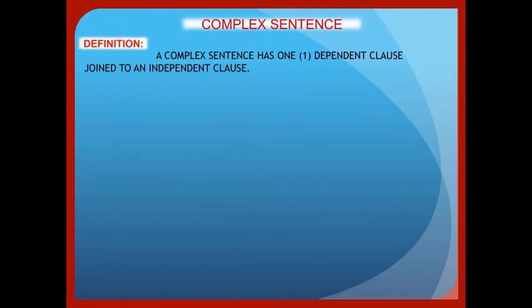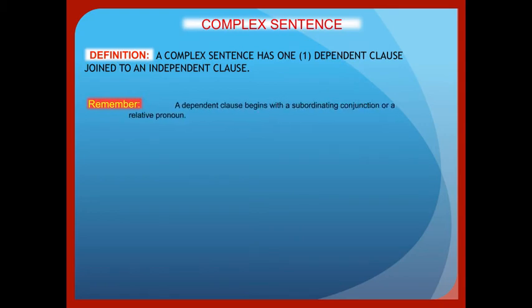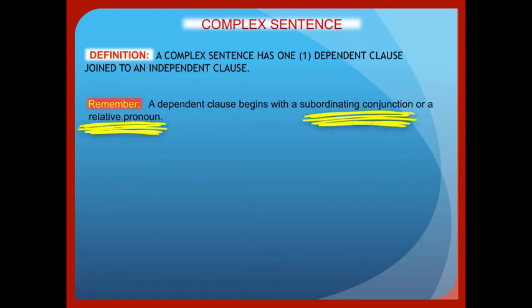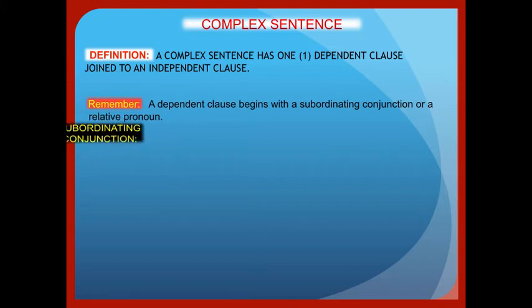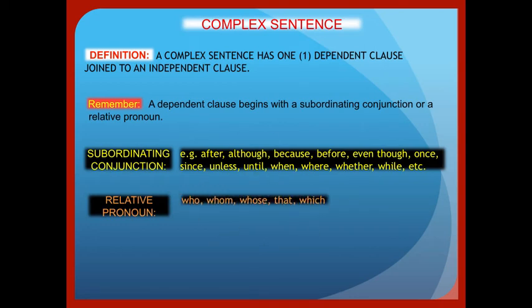The next sentence type is a complex sentence. A complex sentence has one dependent clause joined to an independent clause. Remember that a dependent clause begins with a subordinating conjunction or a relative pronoun. Here is a list of some common subordinating conjunctions and relative pronouns. Additional subordinating conjunctions are in your textbook or on the internet.